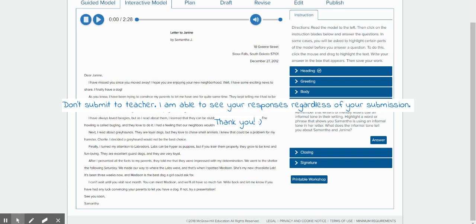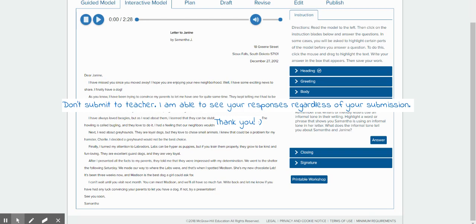So remember that writers of friendly letters use an informal tone in their writing. Highlight a word or a phrase that shows you Samantha is using an informal tone in her letter. What does the informal tone tell you about Samantha and Janine?